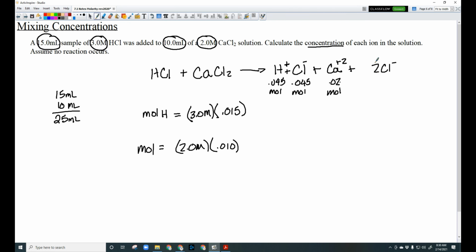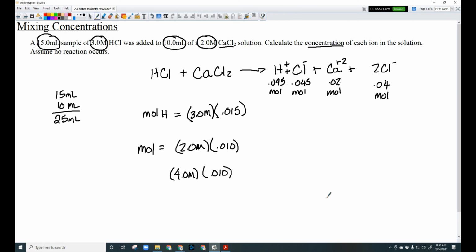Now because we get 2 moles of chloride per 1 mole of calcium chloride, this isn't the 2 molar. Now this is going to be 4 molar, times 0.010 to give us the number of moles. So it's going to be double. Just to verify, 4.0 times 0.010, and we get 0.04. So you see it is double, 0.04 moles.